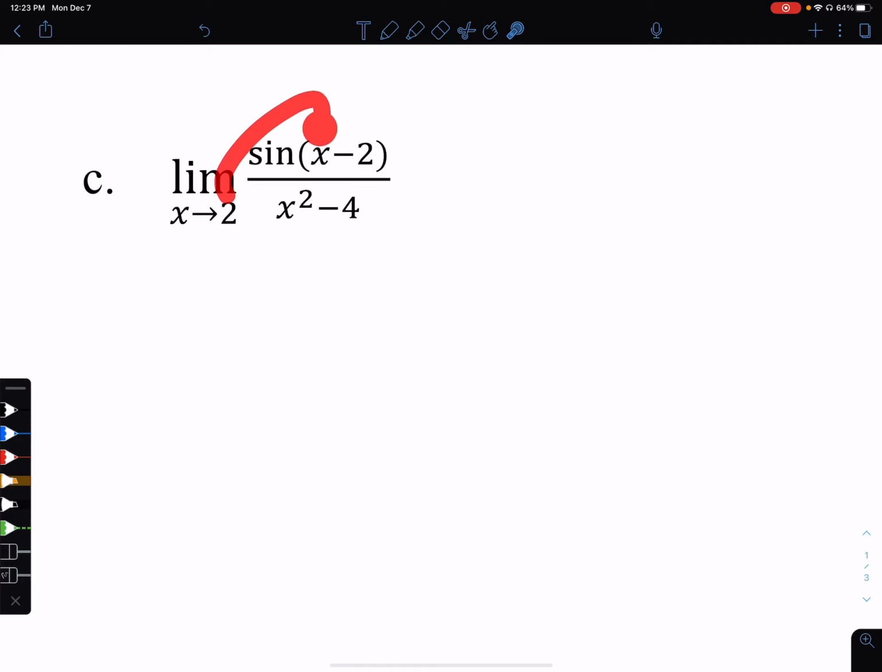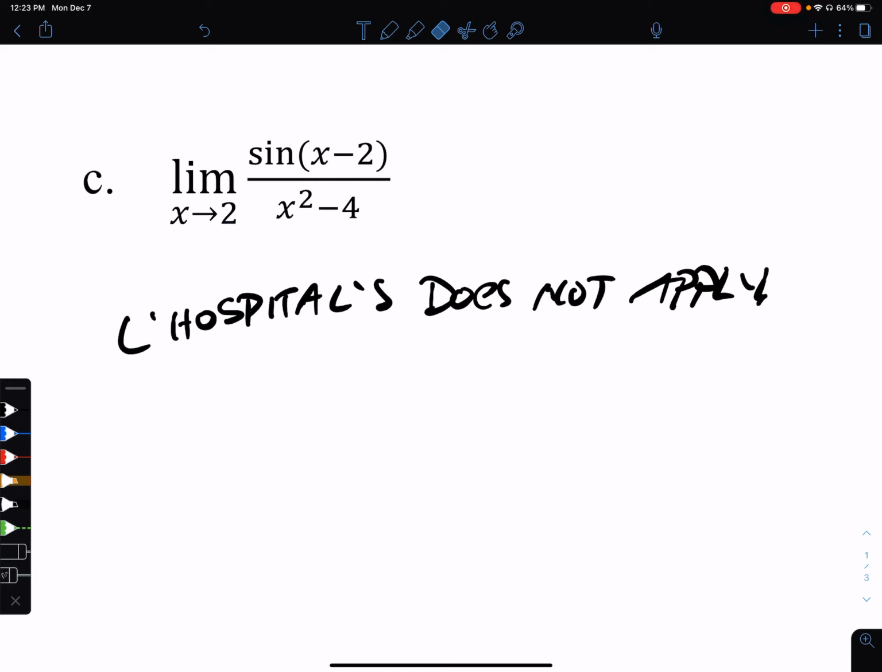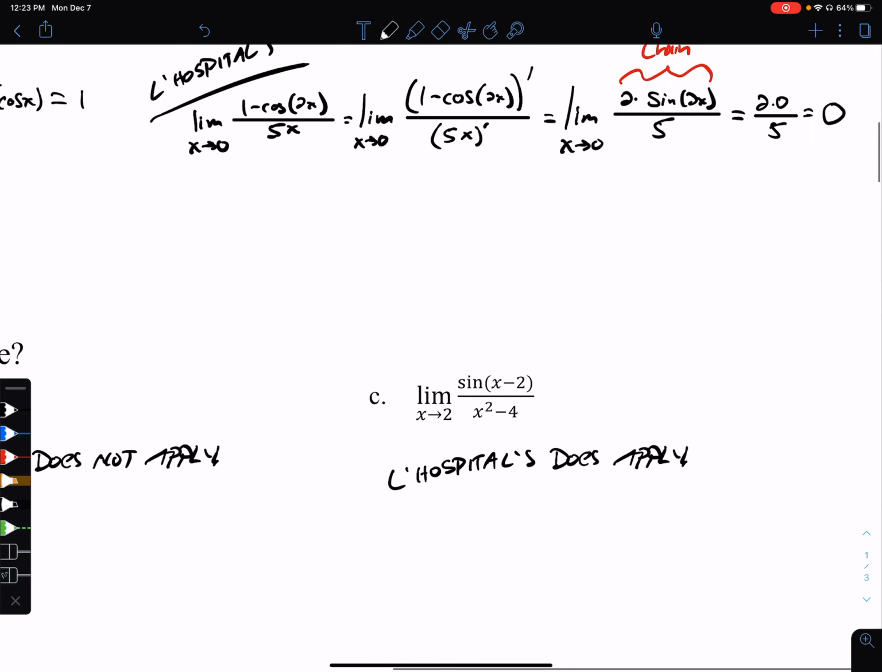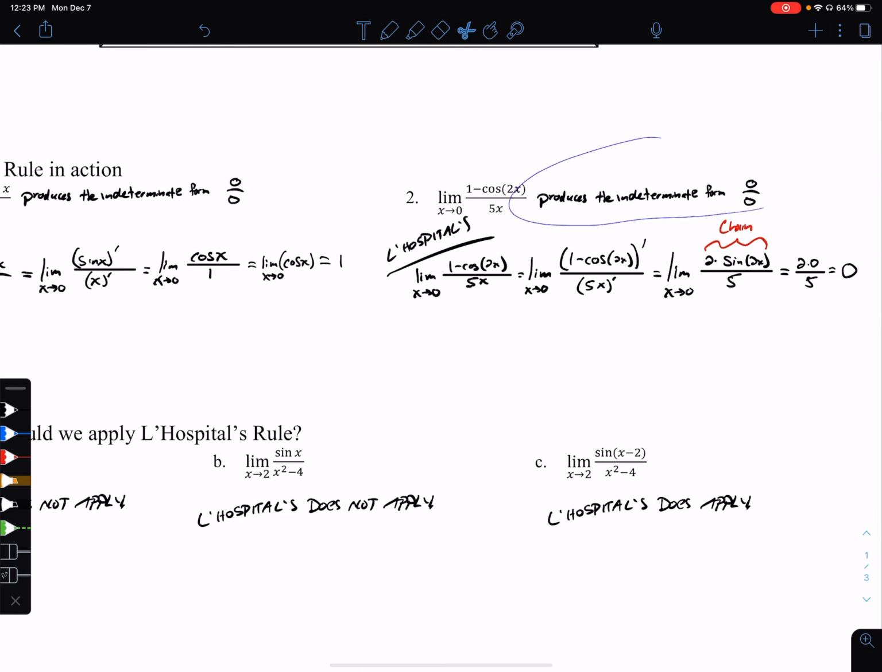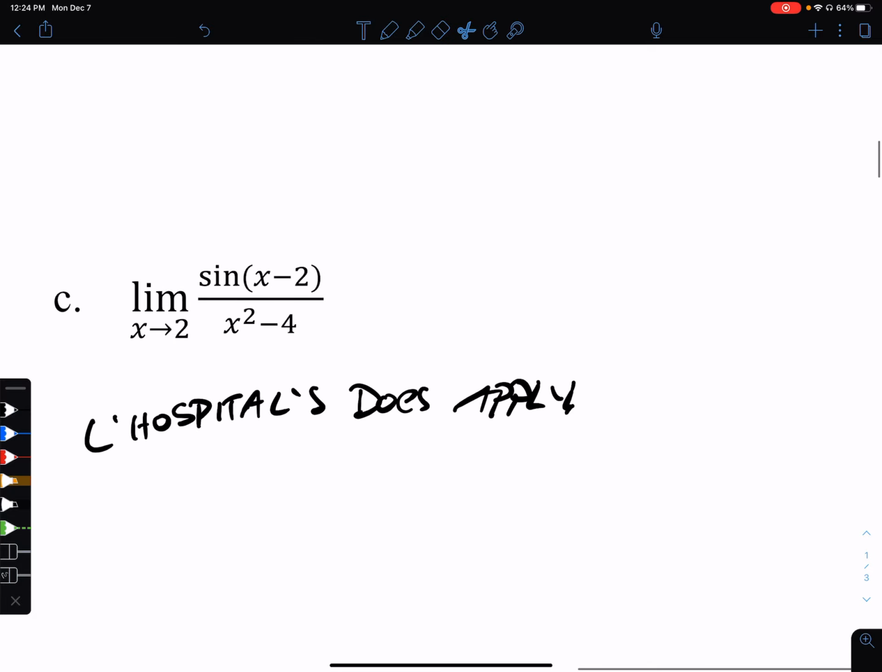C, which is Spanish for yes. If I put a 2 into the top, 2 minus 2 is 0. Sine of 0 is 0. 2 on the bottom, 2 squared is 4. 4 minus 4 is 0. L'Hopital's rule does apply, because we got the indeterminate form 0 over 0. And I'm just going to write that down in the cheatingest way possible.